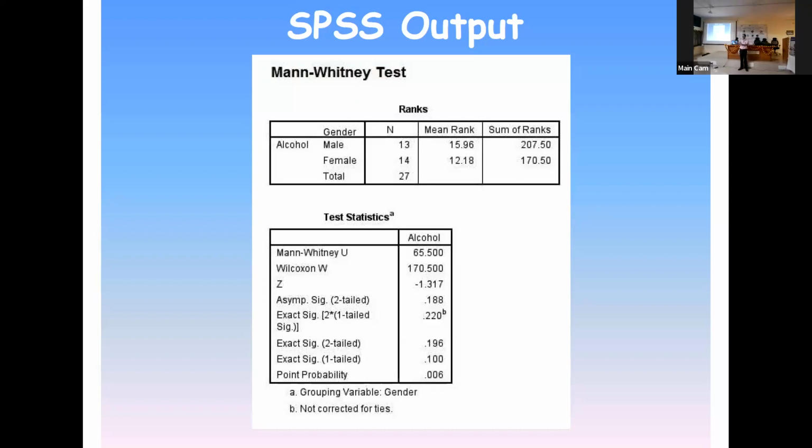The idea is just, if both are similar, rank sum will be similar. If someone is bigger, rank sum will be bigger. That is the idea. So we are focusing upon mean rank or sum of the ranks. You can see one is 207, another is 170. Obviously, rank sum of female is lower, average is lower than male. But this lower means mathematically low.